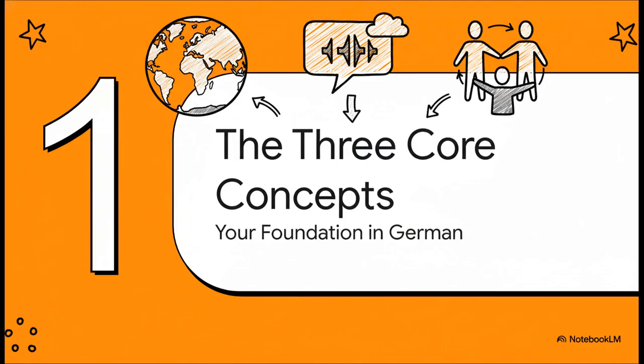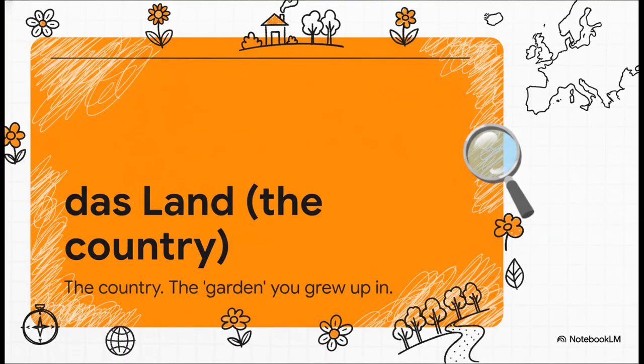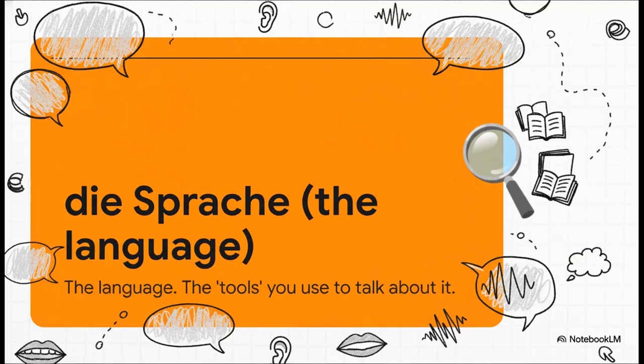So let's meet them. Our very first concept is das Land. Super straightforward. It just means the country. This is all about your geographical origin, the actual place you come from. And next up, we've got die Sprache. This, of course, is the language. It's the word for what you use to communicate, whether that's your native tongue or another language you're picking up.